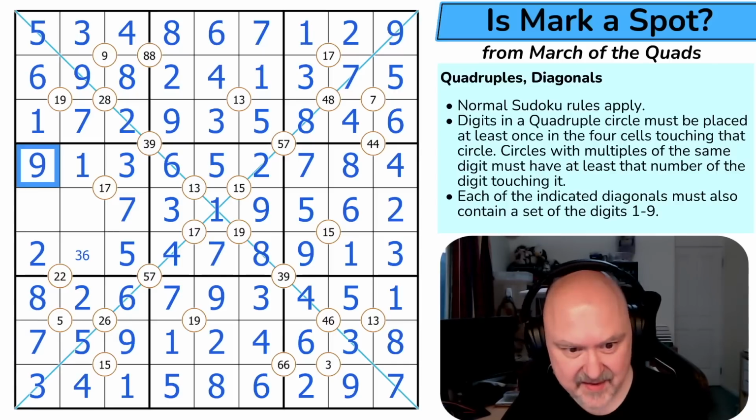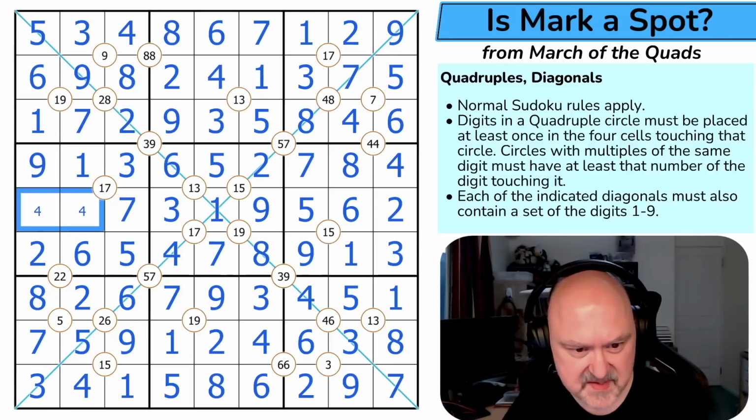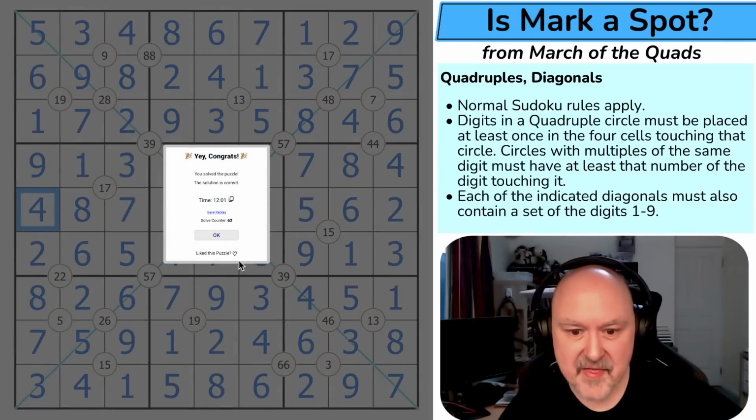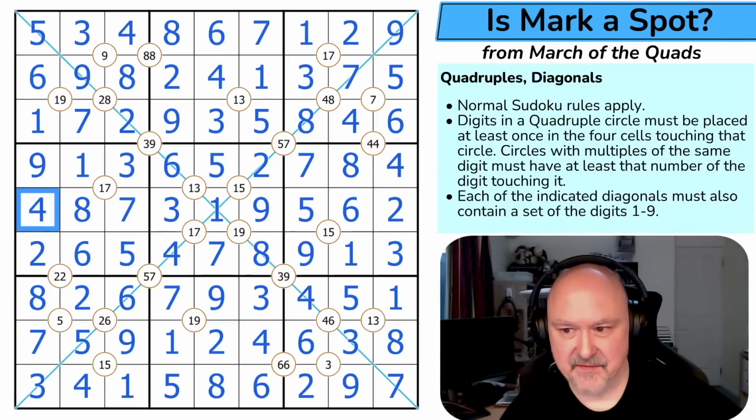The 8 looks up, making that the 9. The 3 in the row makes this the 6. 1, 2, 3, 4, 5, 6, 4, and 8. And the 4 looks up, making that the 8 and that the 4. That is really fun. Is Mark a Spot.